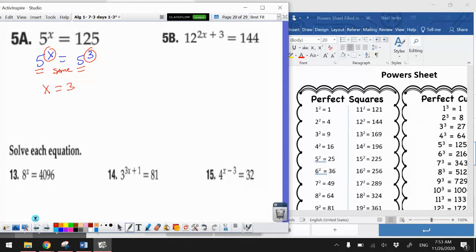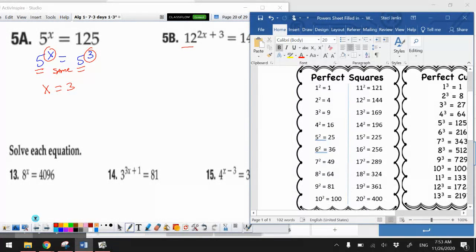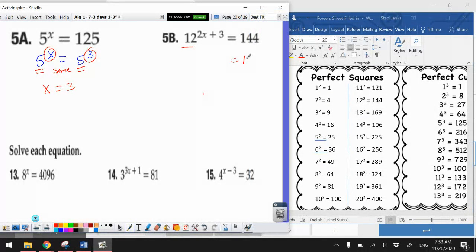Okay, let's look at the next one. 12 and 144. Well, 12 is probably the base. Sometimes I have to go smaller than that, but we always check the smaller number first, and then we go down from there. So if I look for 12s, I see 144 right here. That's 12 squared. So I'm going to replace 144 with 12 squared.